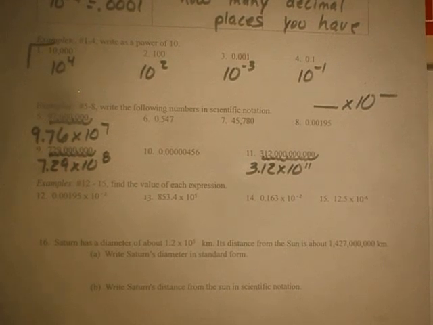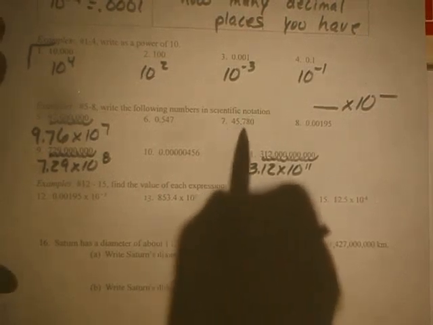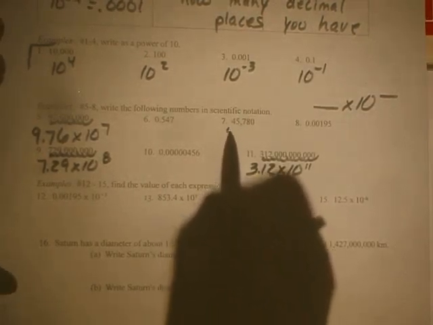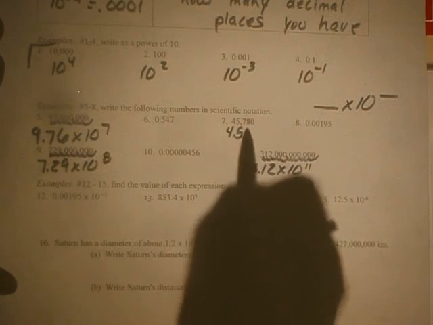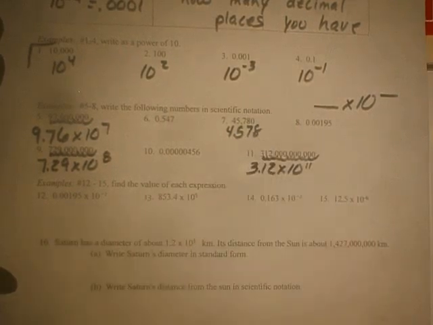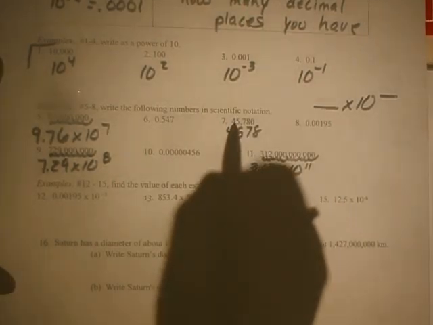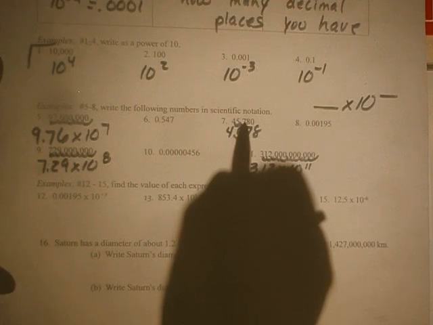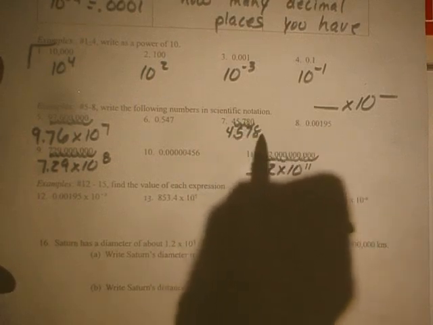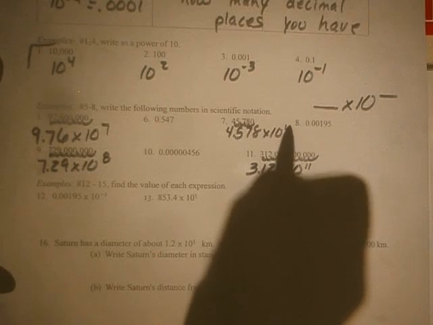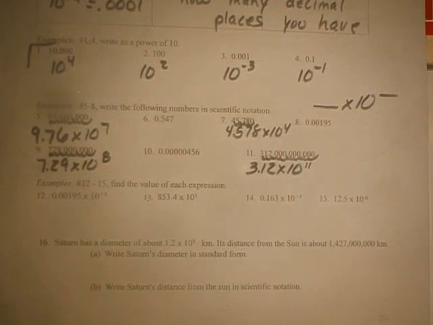And now back up to question 7. Making this a number between 1 and 10, we would put our decimal point between the 4 and the 5, 4.578. And if the decimal point was right there, it would have to move over 1, 2, 3, 4 places. So that would be times 10 to the 4th. And you'll notice we just did our 4 large numbers. Now we're going to look at our 3 small numbers.